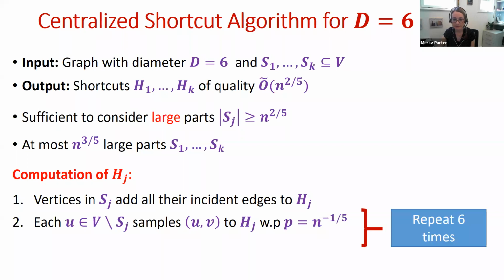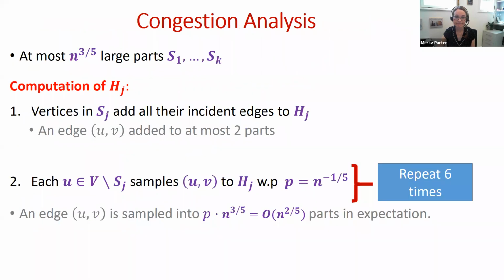And then we repeat this sampling step many times, where 6 is the diameter of the graph. Okay, so this is the computation of Hj. And now we need to bound the congestion of the shortcuts and the dilation. So the congestion analysis is kind of immediate.